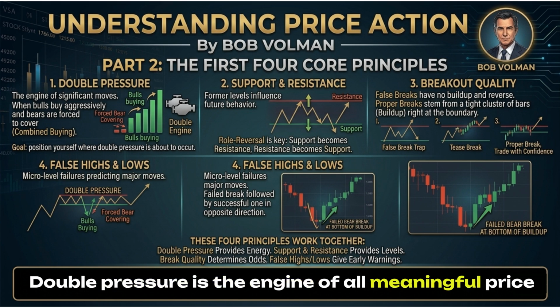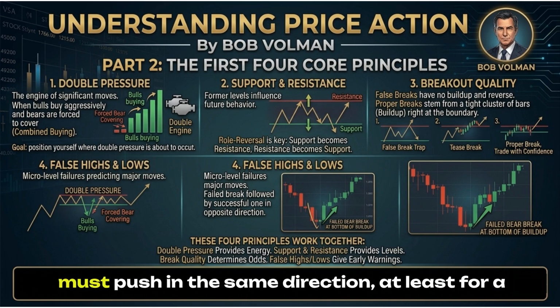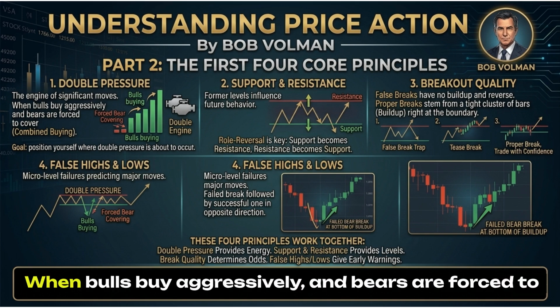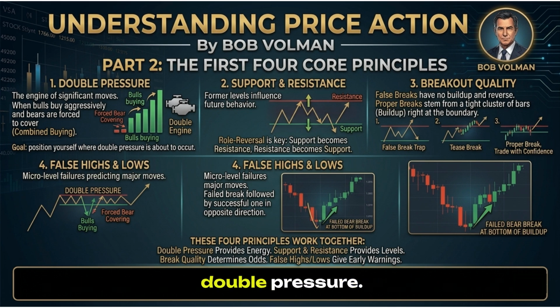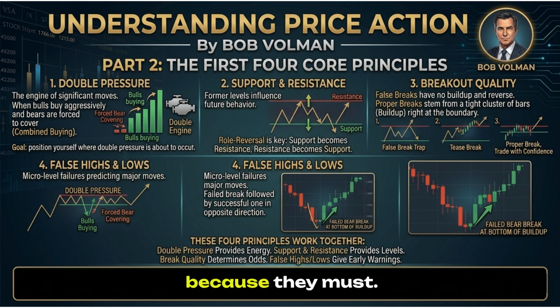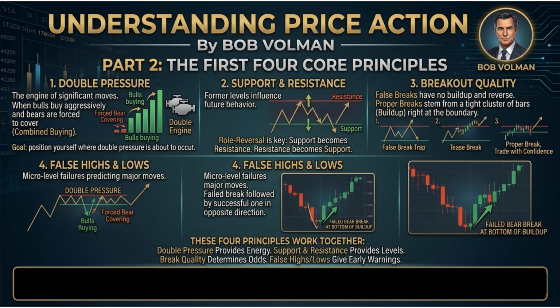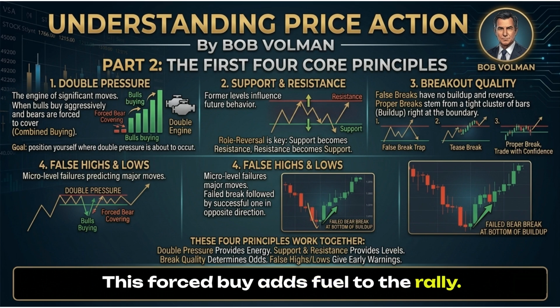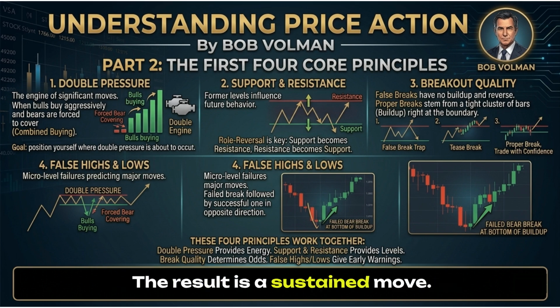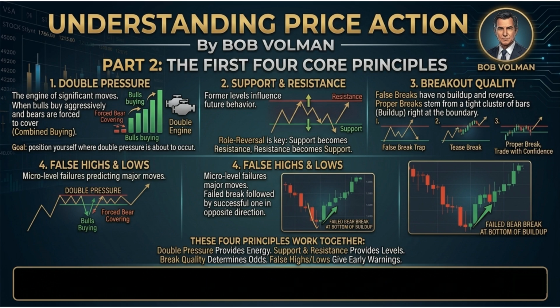Double pressure is the engine of all meaningful price movement. For prices to follow through, both sides of the market must push in the same direction, at least for a moment. When bulls buy aggressively and bears are forced to cover their shorts, that combined buying creates double pressure. The bears are buying not because they want to, but because they must. They are protecting themselves from further losses. This forced buying adds fuel to the rally. The result is a sustained move, exactly what every breakout trader hopes to capture.